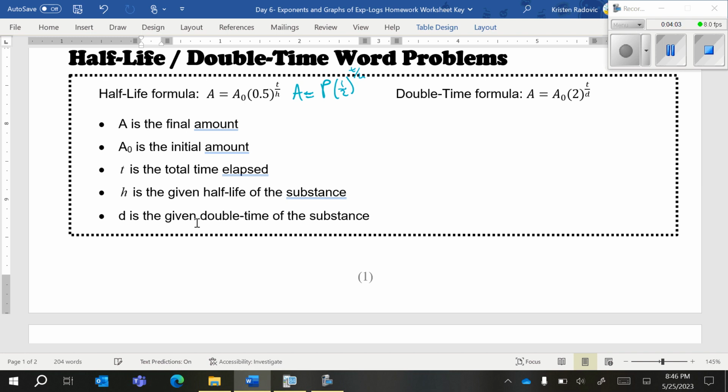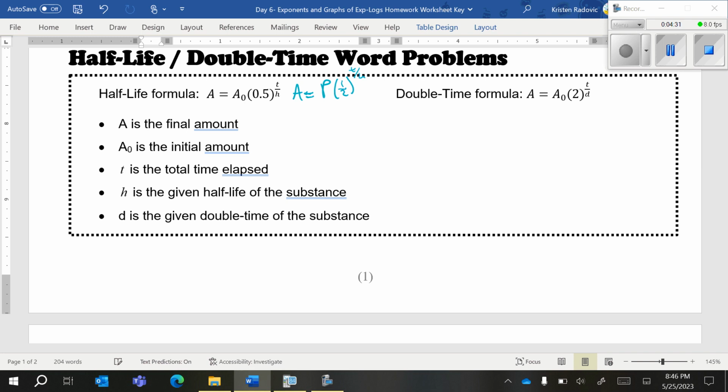It's just that they've used the notation A sub 0 on your reference sheet. Really important is that it's 1/2 because half-life. This is an exponent, so be really careful. This is not times T over H. This is to the power of T over H. T represents time, H is specifically the half-life. So if you decay by half every 30 years, H would be 30.